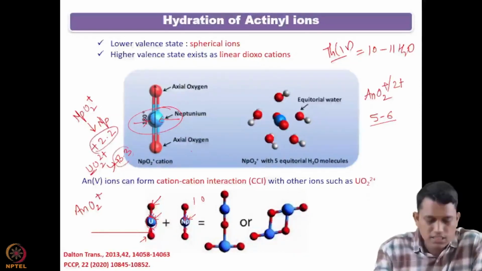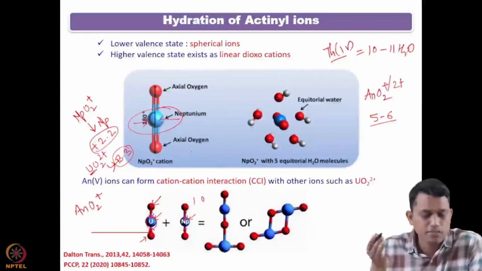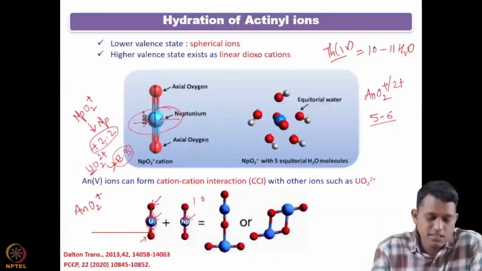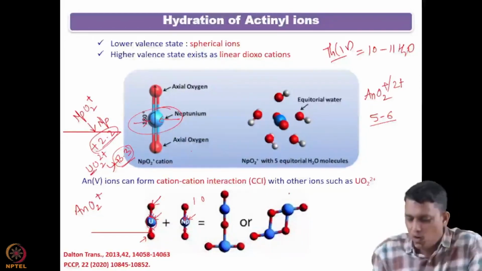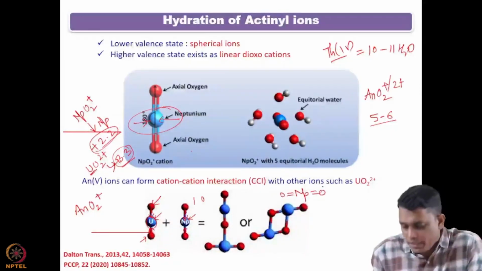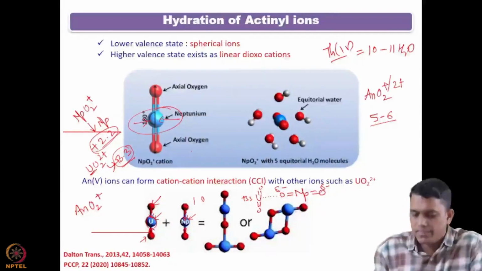So these charges are different than whatever we see, whether they are pentavalent or hexavalent, but the actual charges are basically 2.24 for the pentavalent and 3.34 for the hexavalent ion. And now, since the charges are different, the oxygen again has some partial negative charge. And this partial negative charge can interact with the positive charge of uranium, which is 3.3. And they can make this kind of complex, which is known as a cation-cation complex.